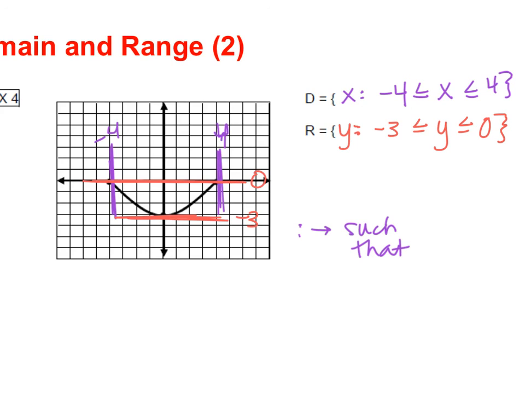So if you have individual points like the last video, your domain will be separate numbers. If it's a continuous graph of some kind like this, then your domain and range is going to show up with an inequality.